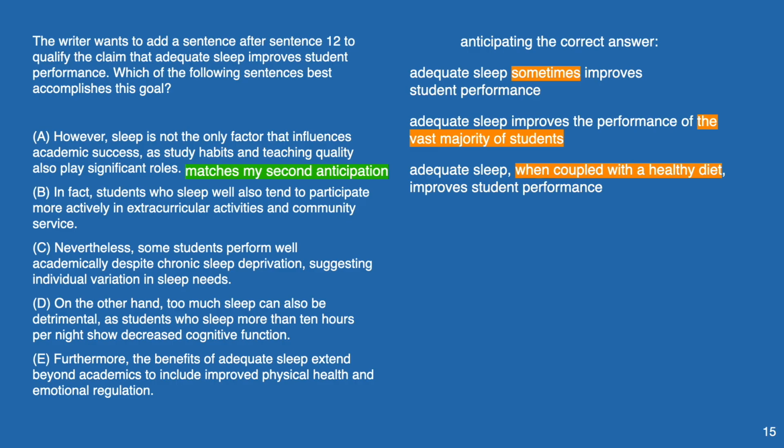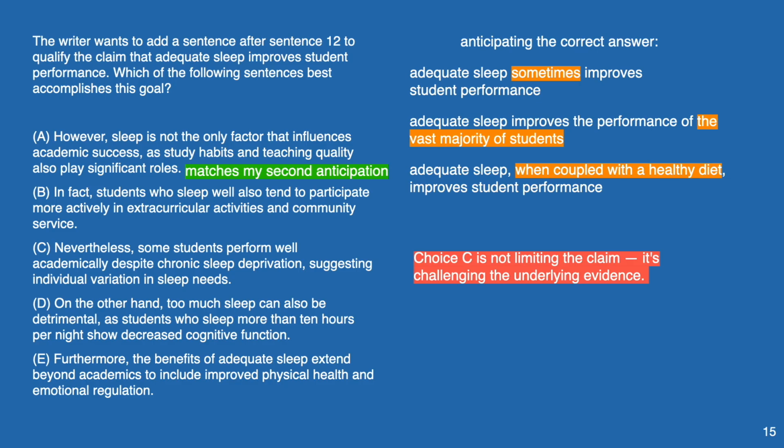Choice C says, nevertheless, some students perform well academically despite chronic sleep deprivation, suggesting individual variation in sleep needs. It looks like a qualification because it seems to be saying sleep doesn't improve every student's performance, which is similar to how I qualified the scope earlier. But look at what choice C is actually doing. It's not limiting the claim, it's challenging the underlying evidence. Some students perform well despite chronic sleep deprivation suggests that the link between sleep and performance might not exist for certain people.